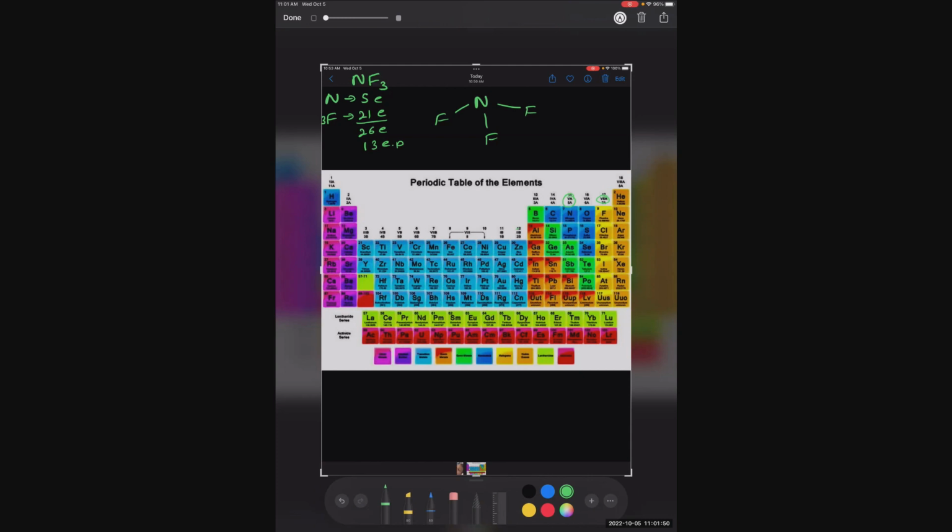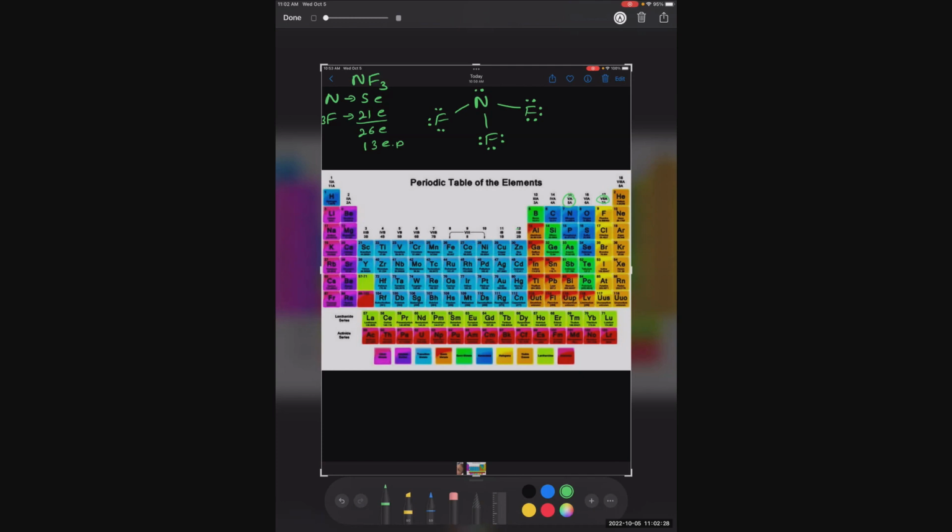We already have 3 electron pairs as 3 bonds. Therefore, we're going to start with this fluorine over here. 1, 2, 3, 4, 5, 6, 7, 8, 9, 10, 11, 12. And then we see that each fluorine already has 8 electrons around it. That means the 13th electron pair should go on top of nitrogen.